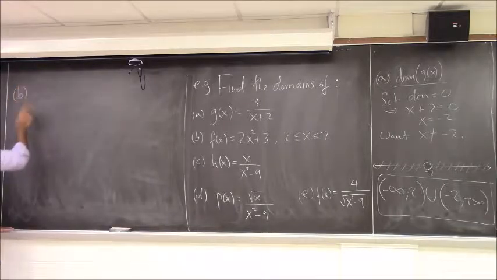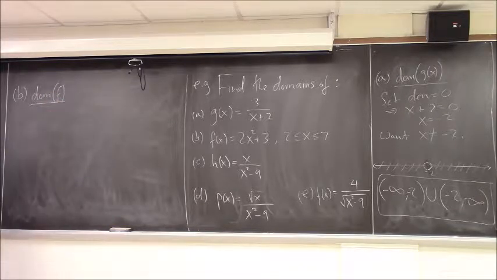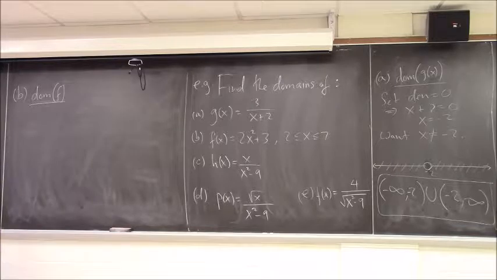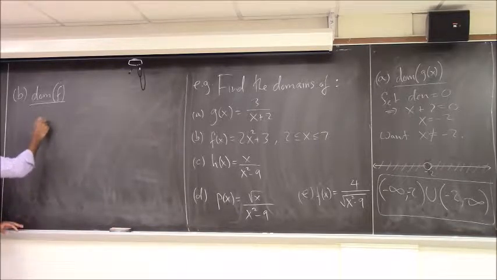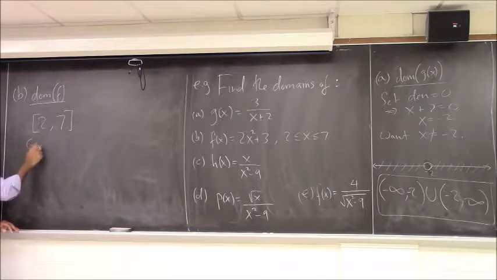What about B? What's the domain of that function? You gave it to us. Okay, so it's [2, 7], right, because this is given. So you have to be careful of that.